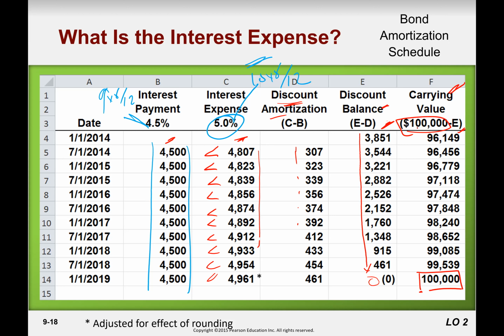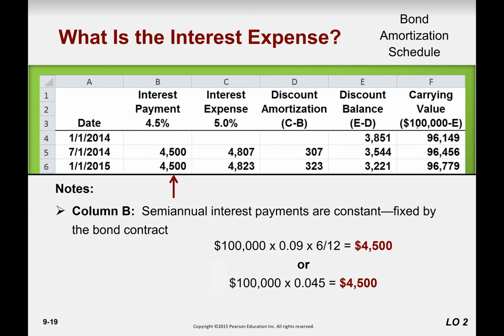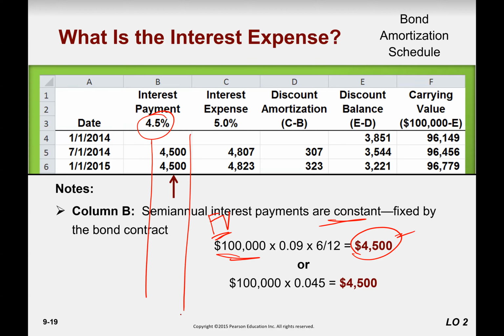All right. So how we calculated it, I have also pasted here as well. Here we go. The semi-annual payments are constant. Why? Because the company coupon rate is fixed. So this coupon rate is always on face value. So 100,000 multiplied by 9% multiplied by 6 by 12, 4,500. So this column is the same, 4,500.